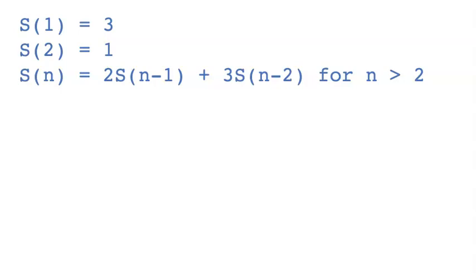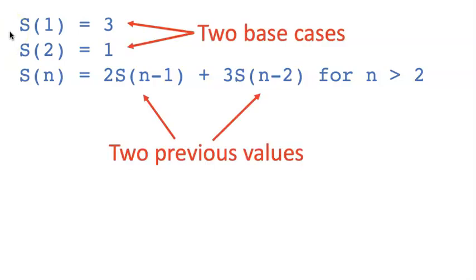Suppose you are given this recurrence relation and are asked to find a closed-form solution for it. What should you do? First, we need to find out if this is a first-order or a second-order recurrence relation. We can tell it's a second-order because it has two base cases and because the recursive step depends on the two previous values in the sequence, not just one.